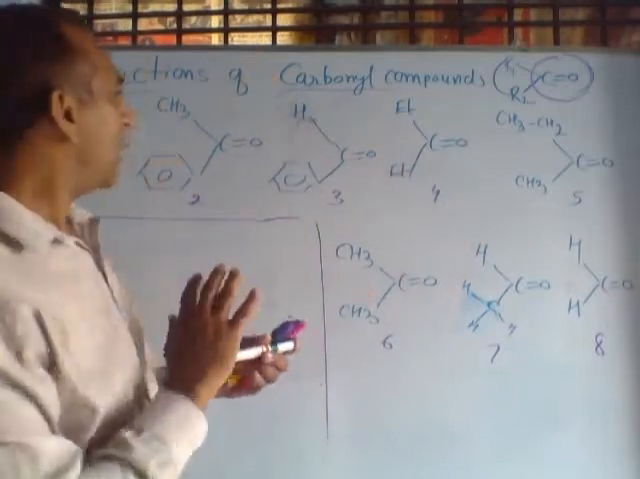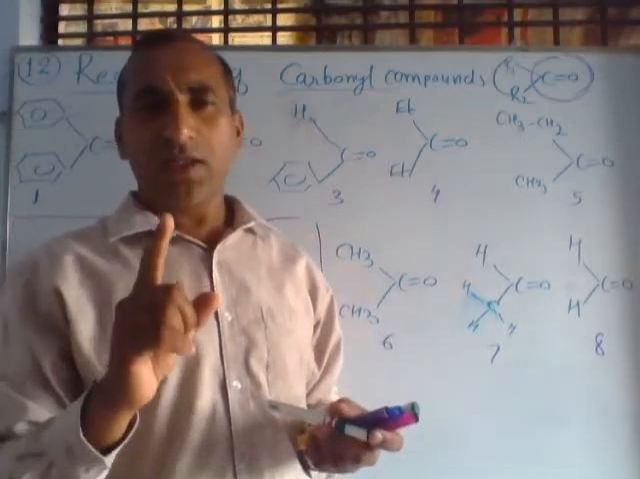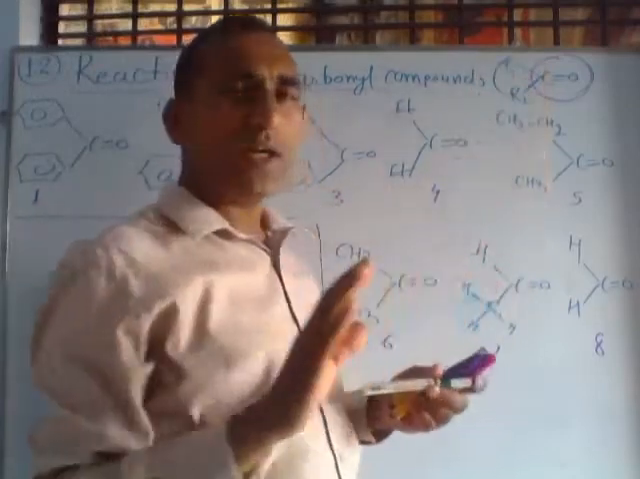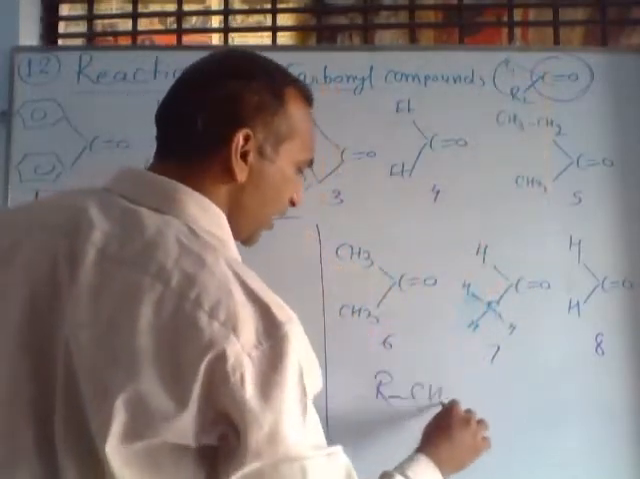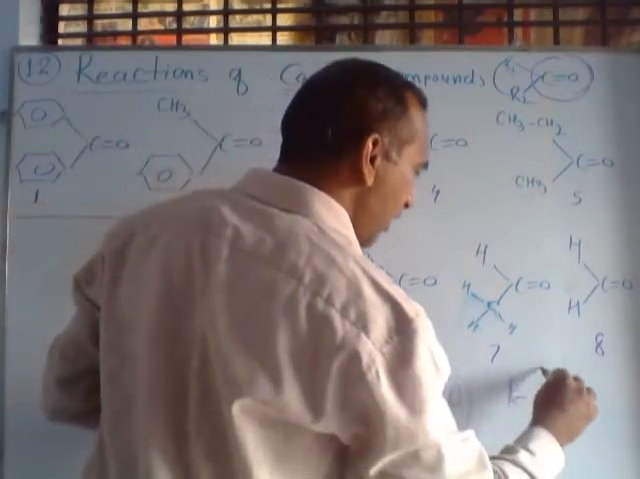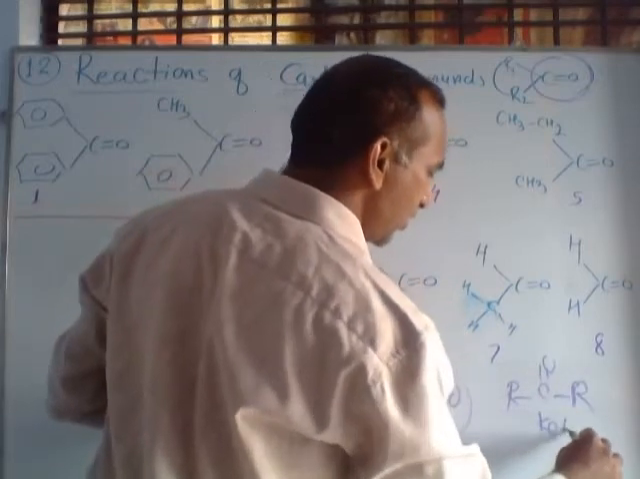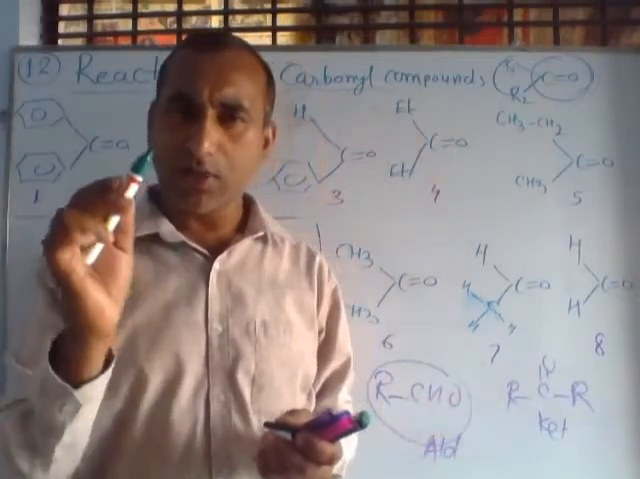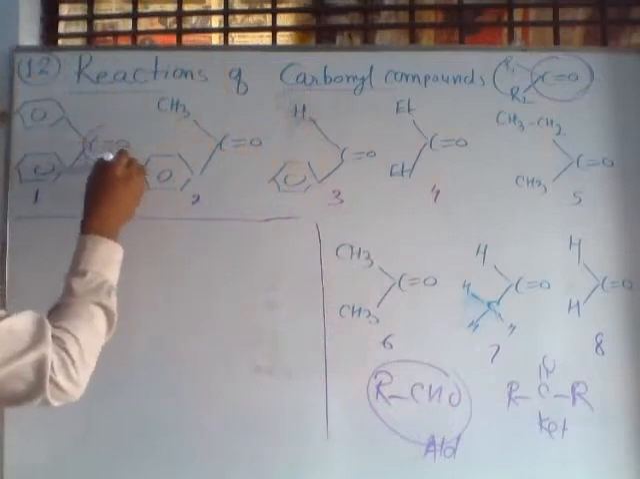In all carbonyl compounds, if there is at least one hydrogen, this is called an aldehyde. This type, CHO, these are aldehydes. If both are carbon, we call this compound a ketone. This is a ketone, this is an aldehyde. And aldehyde and ketone both are called carbonyl compounds. You can observe here, this is a carbonyl compound.